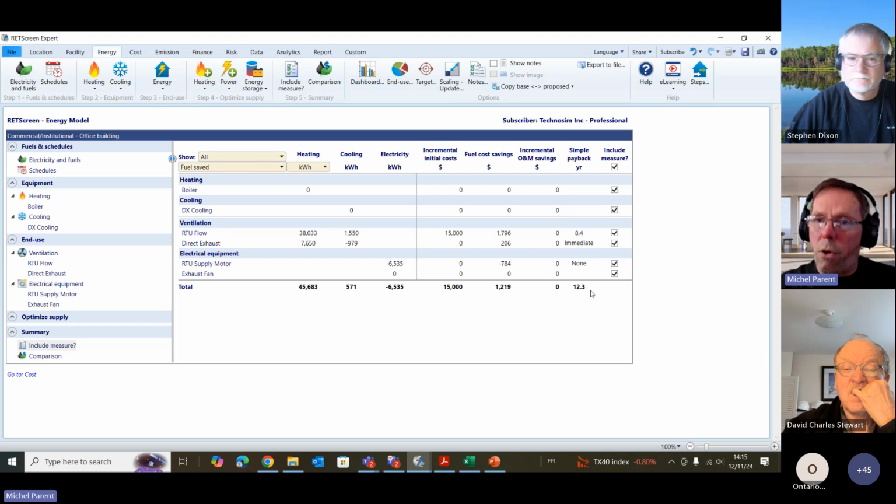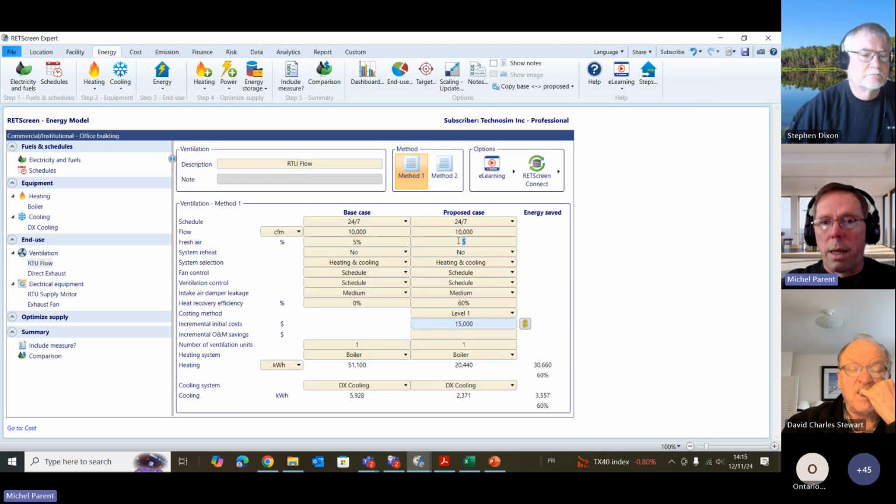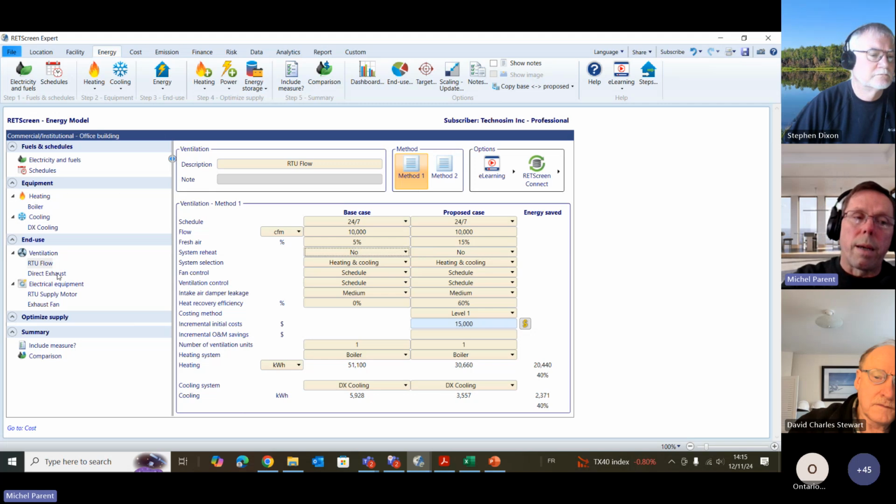So it's a little longer than what we had for our makeup air unit, which actually makes a whole lot of sense, especially because we are not recovering that direct exhaust. Now, if I were to recover that direct exhaust, like Stephen said, then I would get 15% recovered here. It doesn't change anything in the base case. Technically, I would remove my direct exhaust.